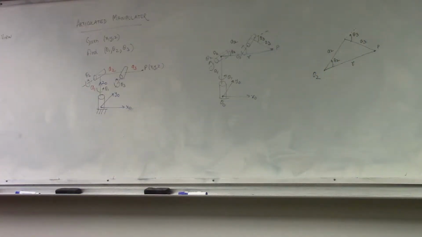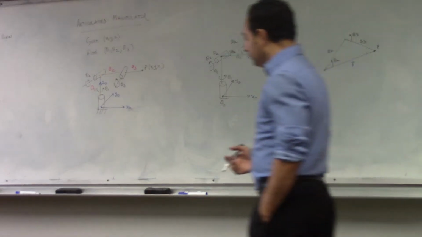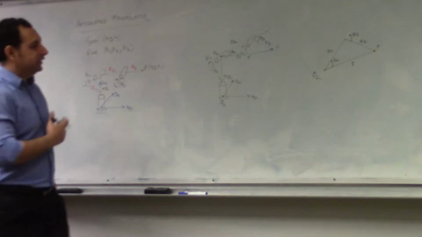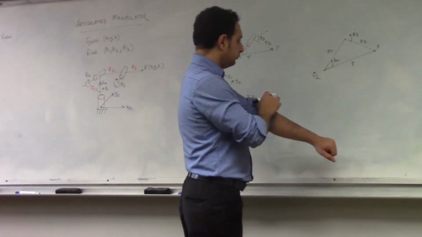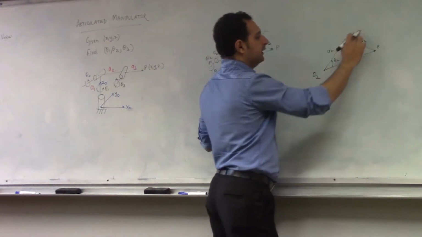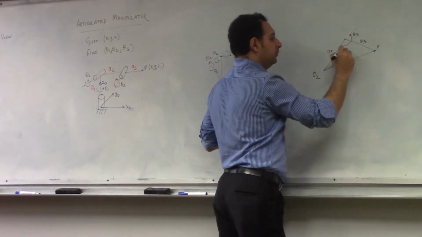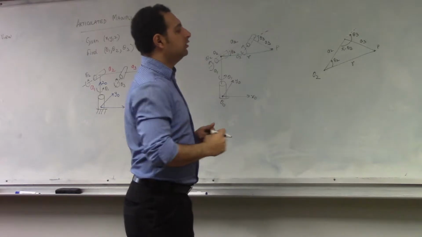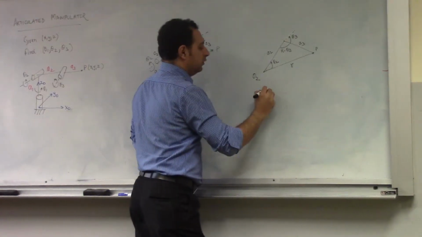Cosine. Yeah, you have to use the cosine rule, just as we did in the previous case, right? So in this case, we'll say theta 3 here, because this angle here will be pi minus theta 3. Okay?